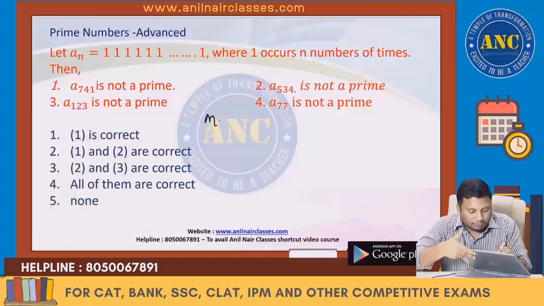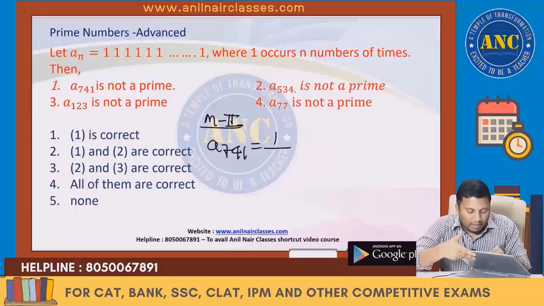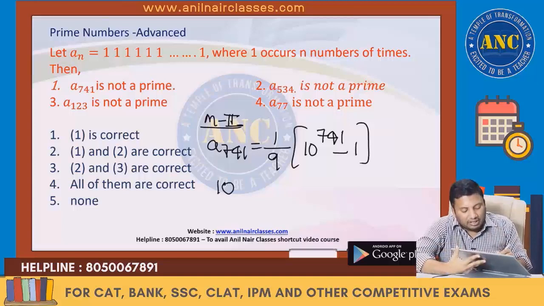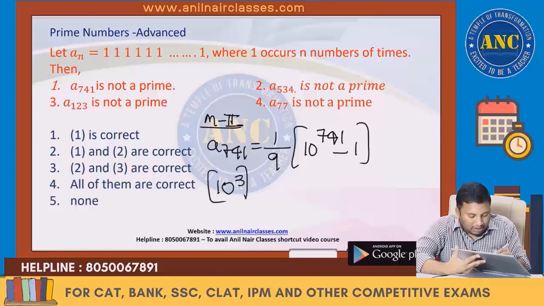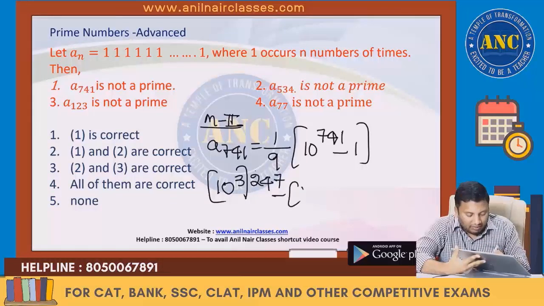Method 2. A741 is nothing but 1 by 9 into 10 power 741 minus 1. 741 is divisible by 3, so this can be written as 10 power 3, to the power 247, minus 1.